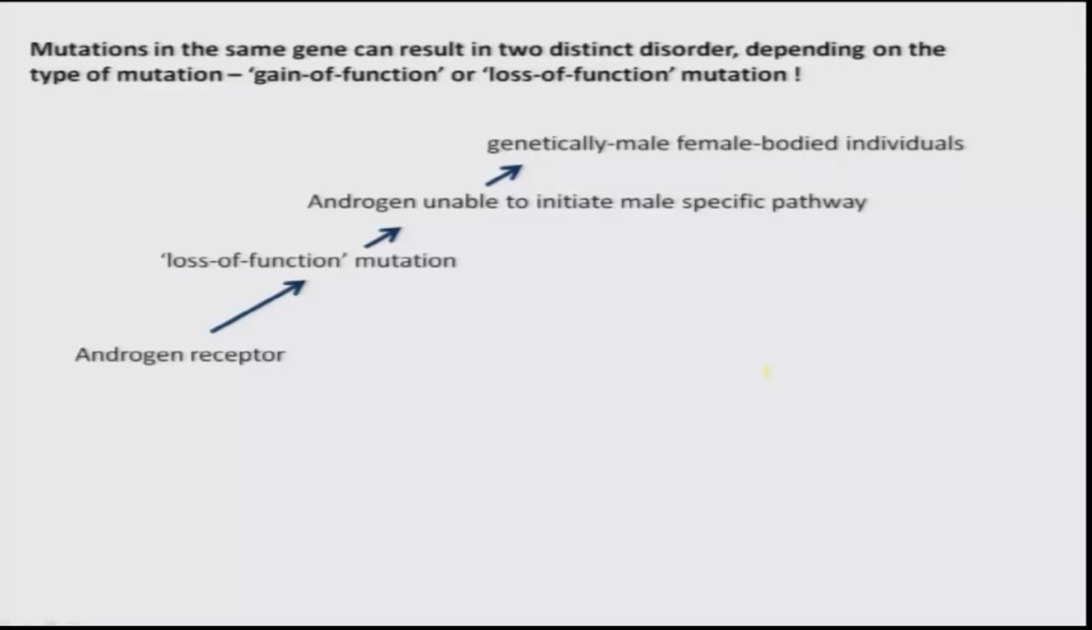So, in an embryo, if a child is genetically male and has a mutation in the androgen receptor, then the child would develop as if there is no androgen. So, the body would develop as a female, and that is called a genetically male, female-bodied individual. These are also called testicular feminization syndrome. They may have a testis which is undescended inside the body, otherwise they develop like female, they feel like female, and they behave like female.